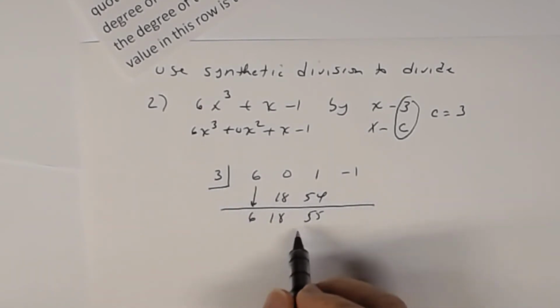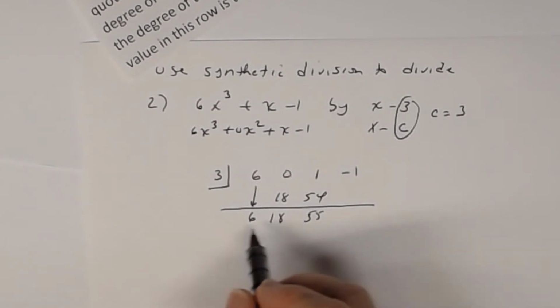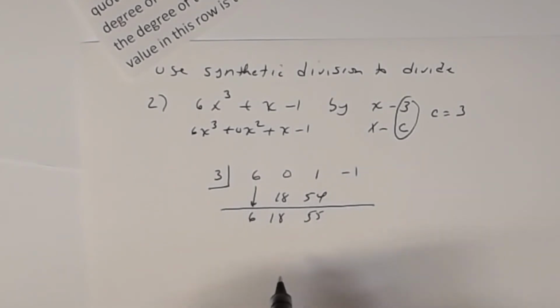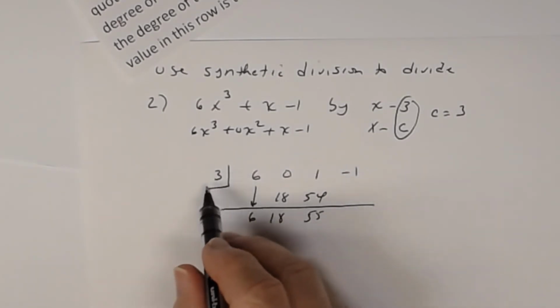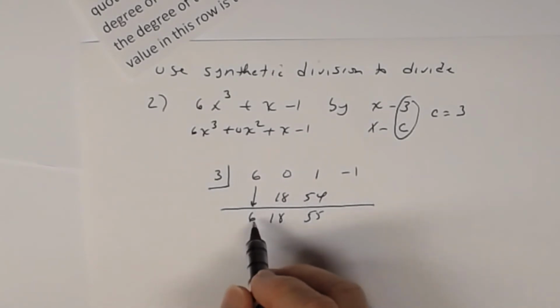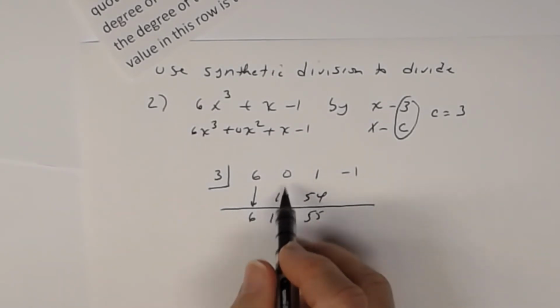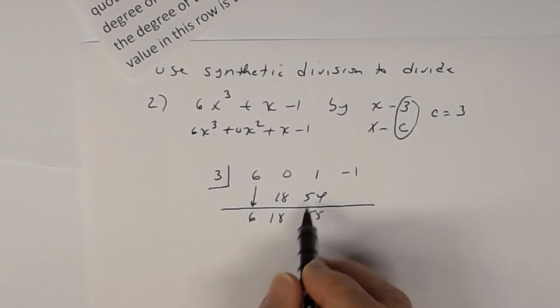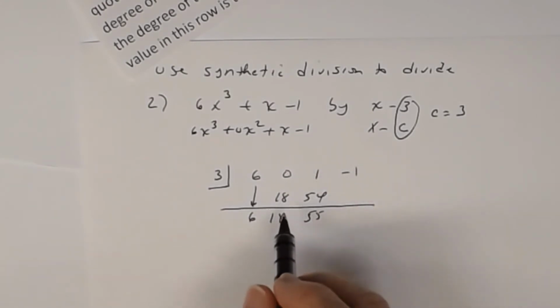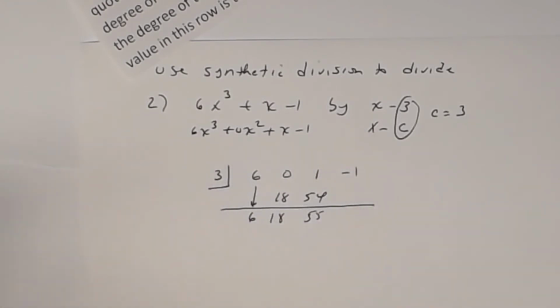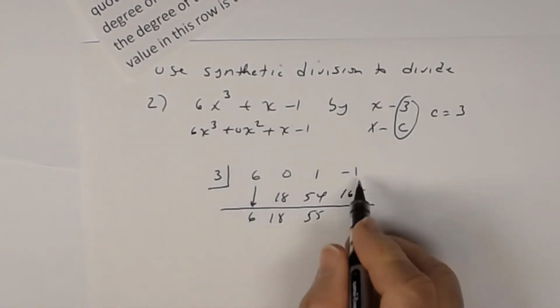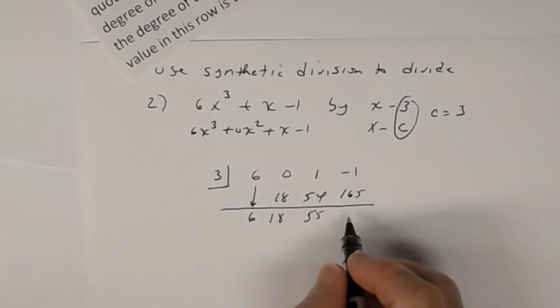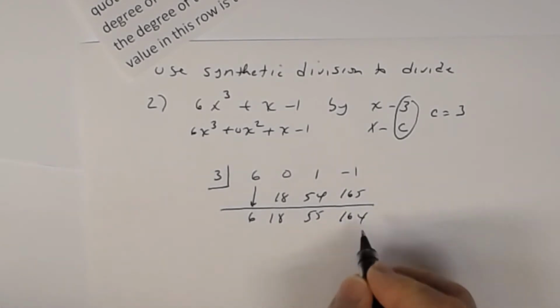And then you do the product again. So it's multiply, add. So you're going to take C, you're going to multiply, and then you're going to put it in the next column, you're going to add. Multiply, add, okay? All right, so 3 times 55 is 165. And then you're going to add negative 1 plus 165 is 164.